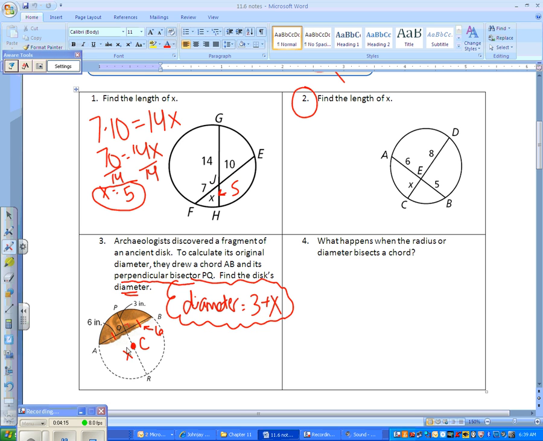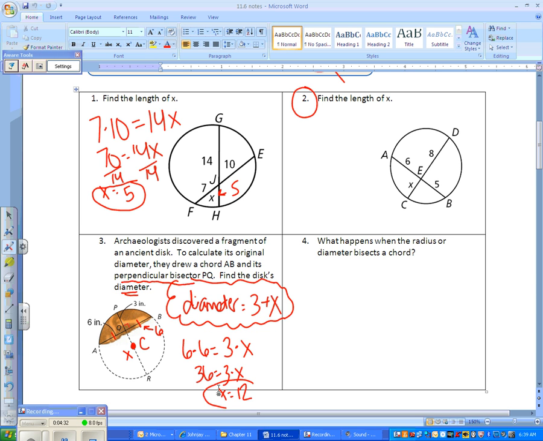Okay, well, these are two chords, so we're going to use the chord-chord product theorem. So that says 2 parts of one chord multiplied together are going to equal 2 parts of the other chord multiplied together, so 3 times x. And then we just solve. 6 times 6 is 36. Divide by 3, and we get x equals 12.